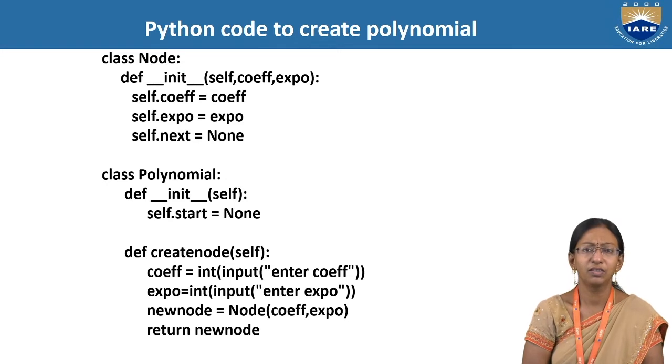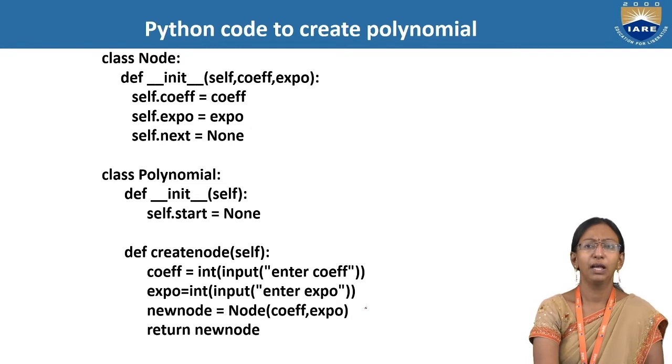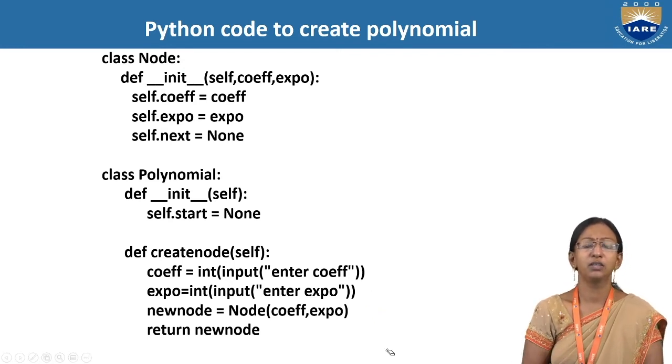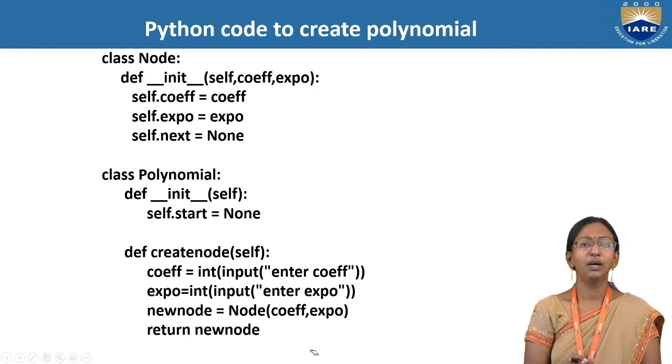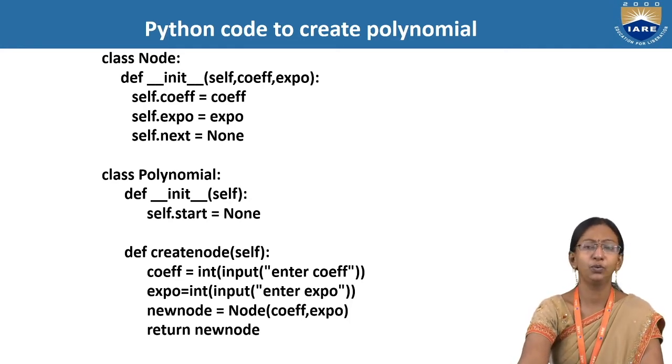I have considered integers, int of input, the basic code in Python. The fourth line goes with creating an object called new node, right? Whenever an object is created, the constructor from its corresponding class will get invoked. And here I am passing whatever coefficient and exponent I have read just now as the parameters. So now I can create a node, right? And I am going to return the node. Whoever calls this function will get a new node with data in hand, right?